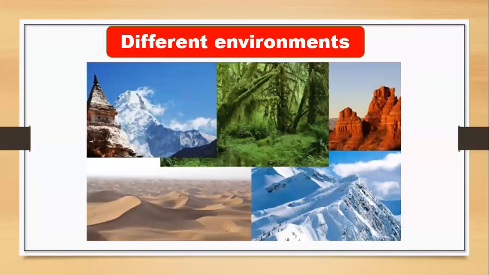So here are the different environments. As you can see, in the world there are different environments. Some environments are cold, hot, dry and wet. As you can see, this weather is very cold. Some animals live here, like the bear. The bear lives in the cold place. The camel lives in the dry place, like the desert. This is very hot weather. And these are some wet places, some mountain places. So these are the different environments.